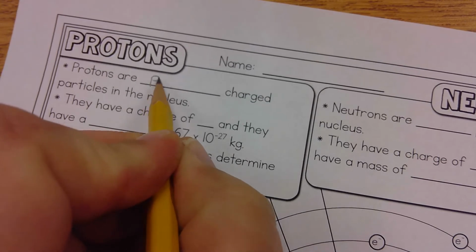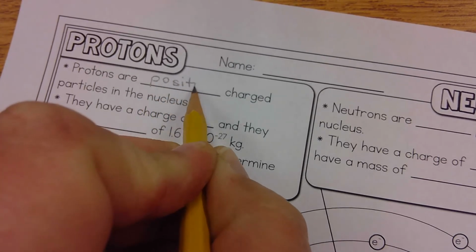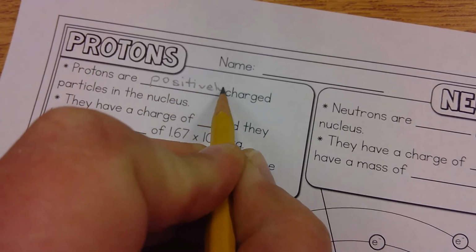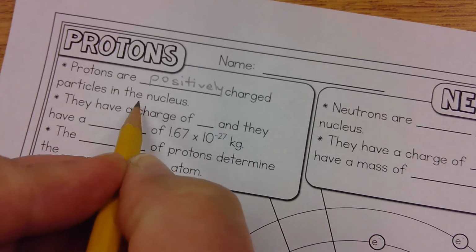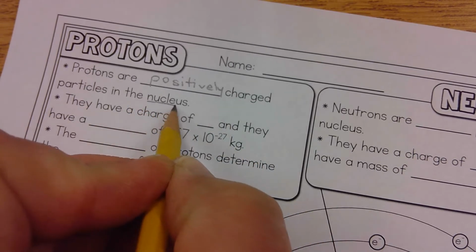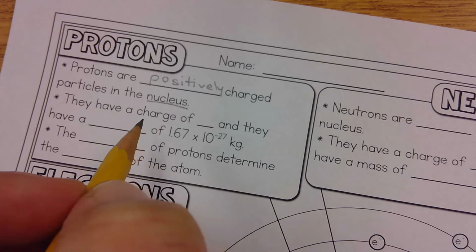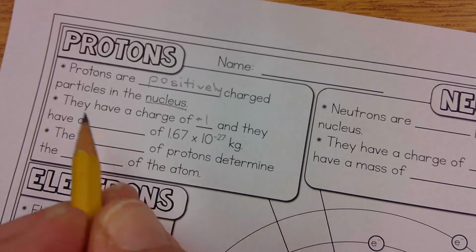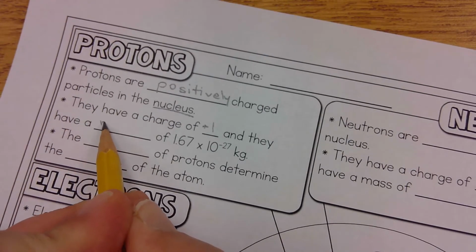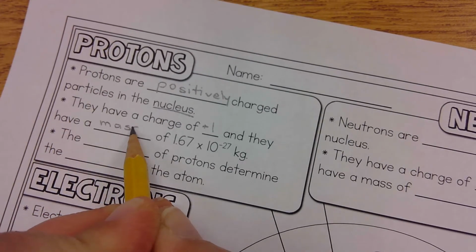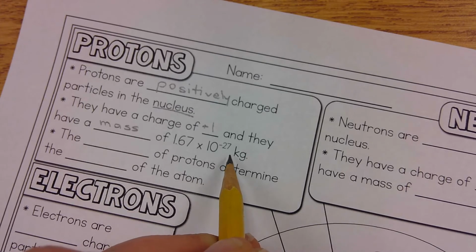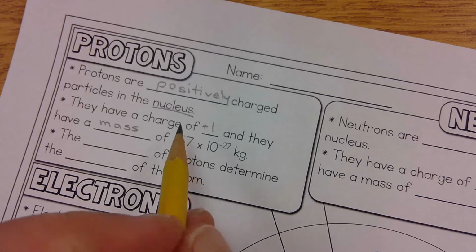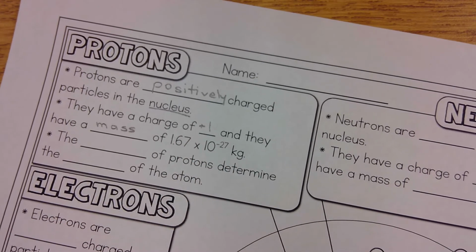As we know, protons are positively charged. They are found in the nucleus of an atom. That's important to know. They have a charge of +1, and their mass is 1.67 times 10 to the negative 27 kilograms. Extremely, extremely small. 26 zeros before the 167 there.